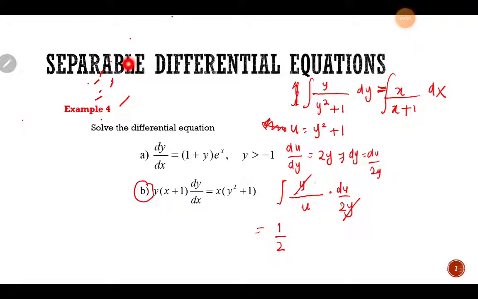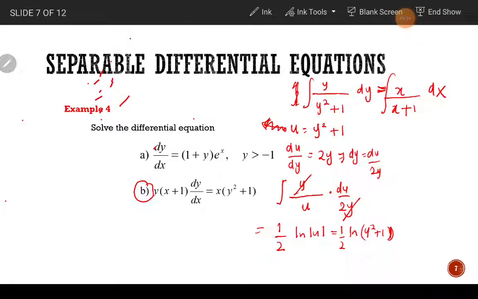1 over u. Integrate 1 over u. We're going to have ln u kan. Okay. Ln u or is equals to half ln y square plus 1. Okay. Y square plus 1. Okay. Settle yang belah kiri. Kita biarkan dia dulu. Now let's proceed to belah kanan.